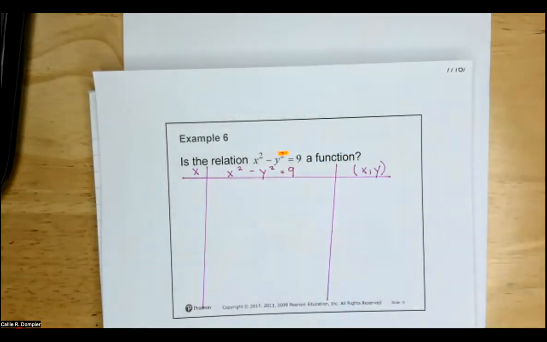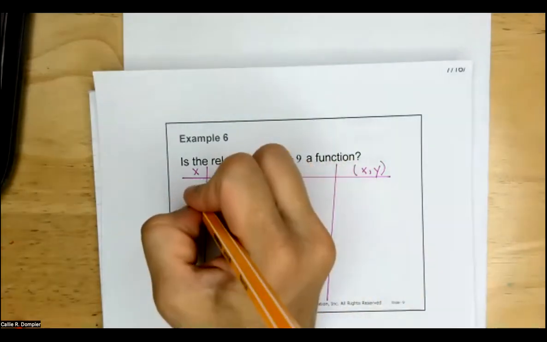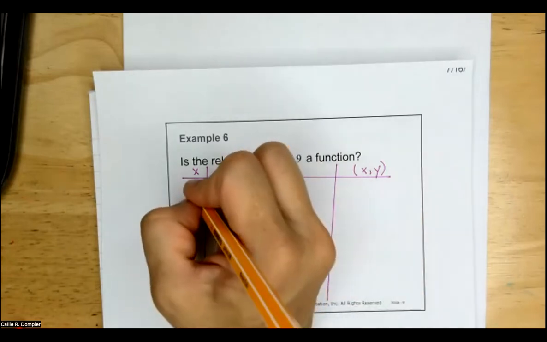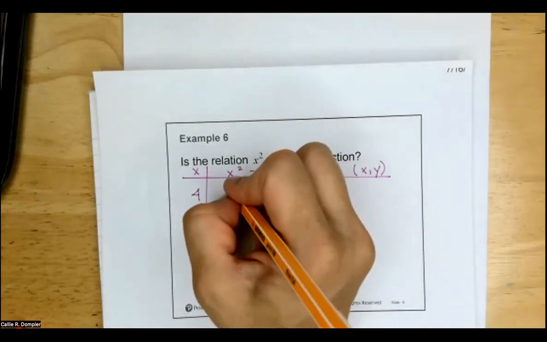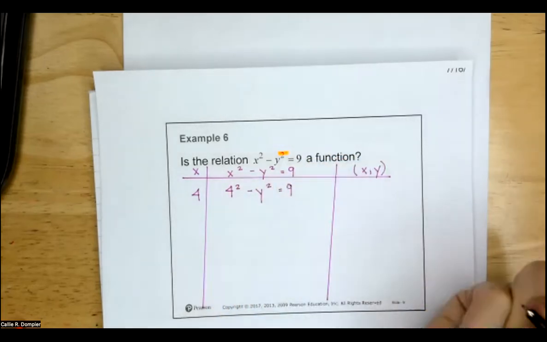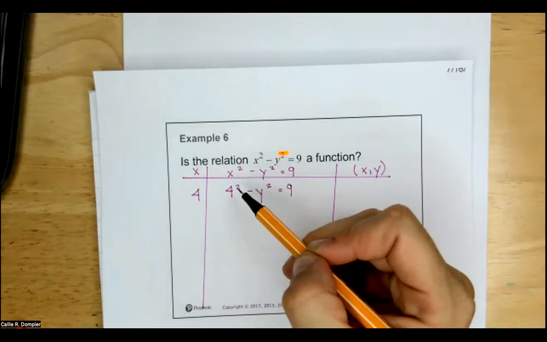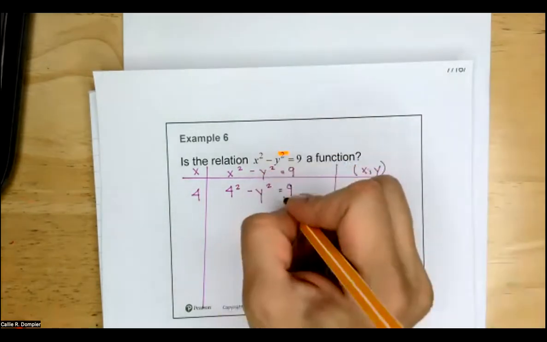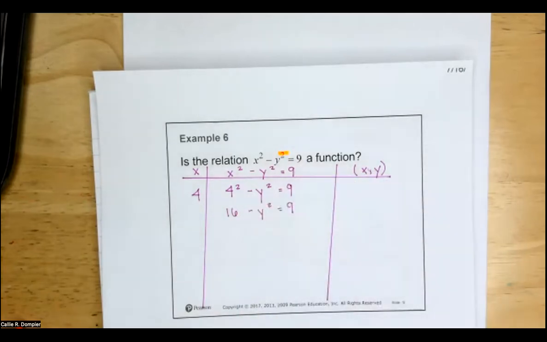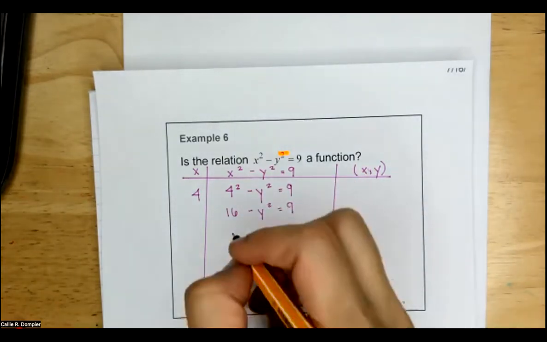All right, if I put in x is 9, I'm just going to say x is 3. Nope, I'm not. I'm going to say x is 4. All right, so I have 4 squared minus y squared equals 9. Good. I'm just putting in an x, solving for y. I need to find my y. 4 squared is 16 minus y squared equals 9. Now I'm going to subtract the 16. 9 minus 16.